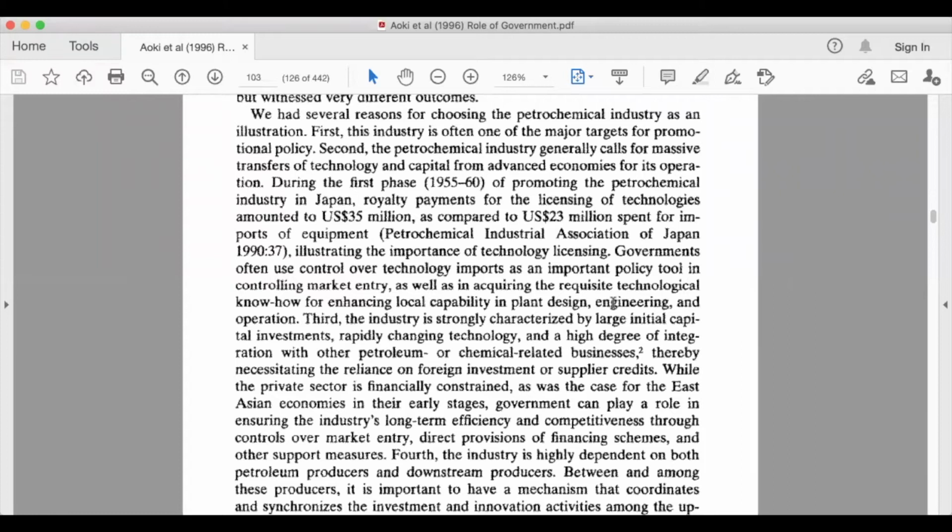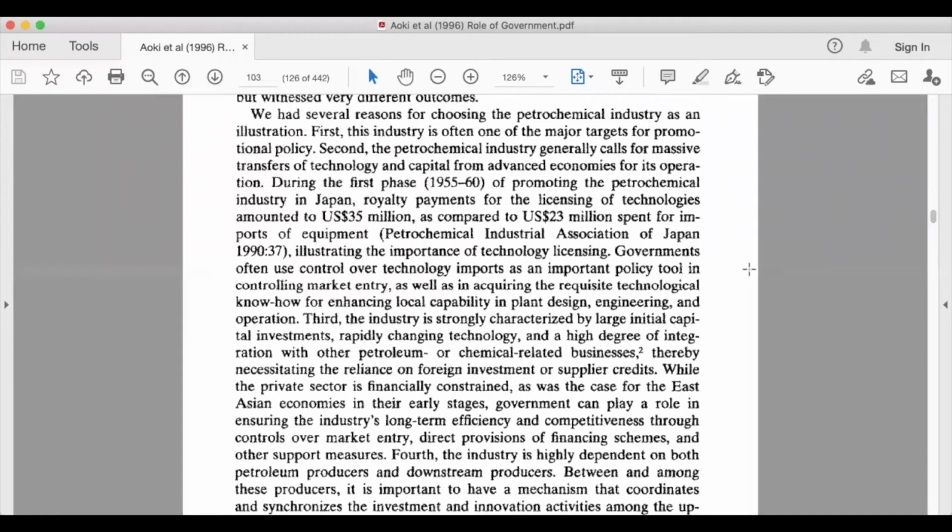First, this industry is often one of the major targets for promotional policy. What they mean by promotional here is that the petrochemical industry can be a platform from which a whole series of various types of industrial products, including plastics and fertilizers and so on, can be developed. So it can launch a whole set of industrial manufacturing processes.